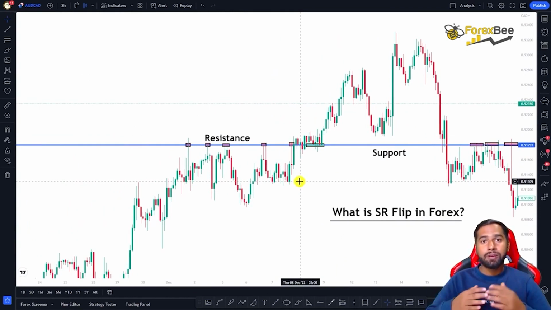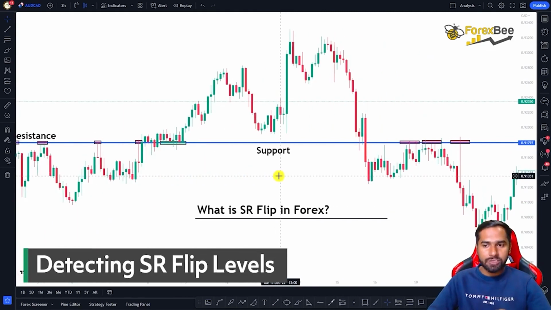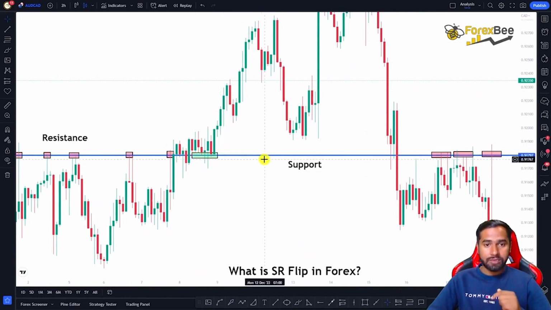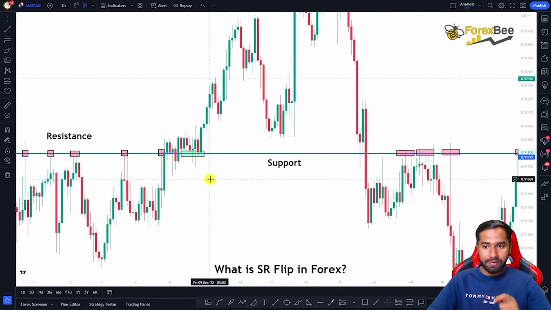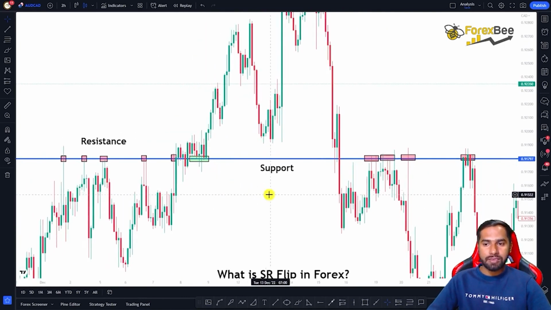Now let's talk about how you can detect the SR flip levels, because it's a little bit different than detecting a simple resistance level or a simple support level. In order to detect the SR flip level, what you need to do is pay attention to the wicks of the candles. So if there are a lot of wicks at a certain level, then that means that that level is very important, because at that level price is not staying, and the wicks or the shadows represent the price rejection from a certain level. So whenever there is the formation of wicks at a certain level, that means that the price is not staying at those levels and there is a lot of price action happening. So those levels will become our key level, and those levels will be called SR flip levels.